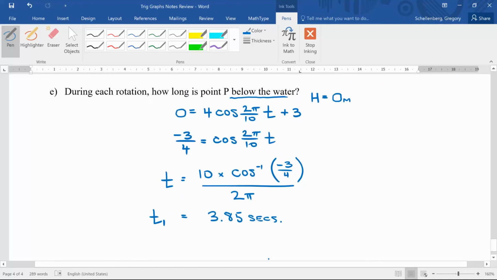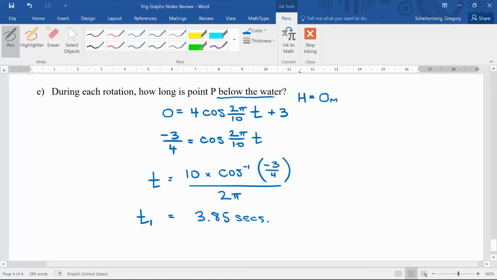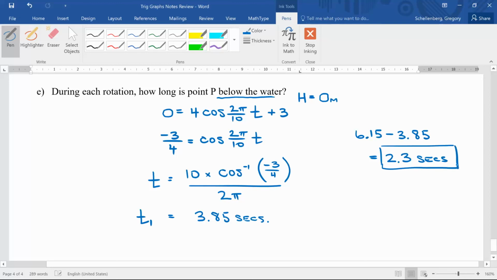Okay, so the question is, during each rotation, how long is point P below the water? Well, we can do 6.15 seconds minus 3.85 seconds. And so we should end up with 2.3 seconds underwater. All right, and that is it for today.